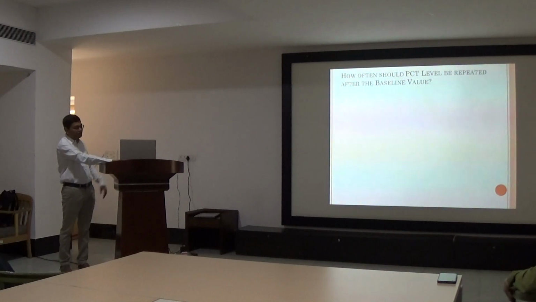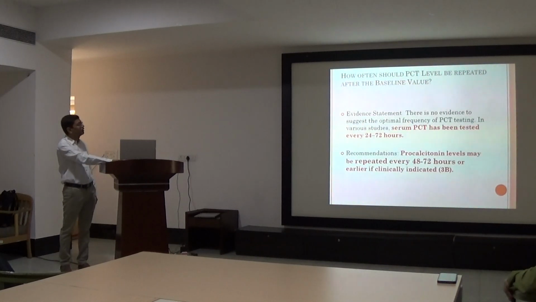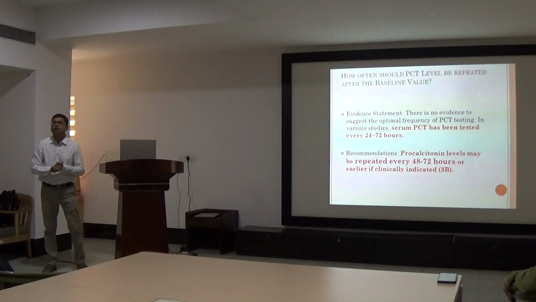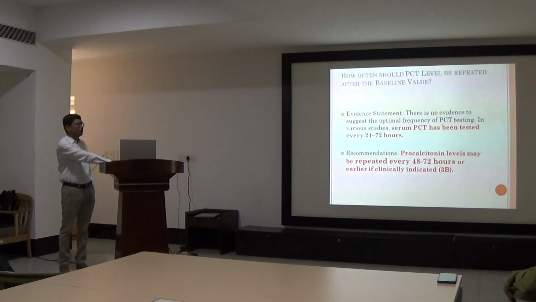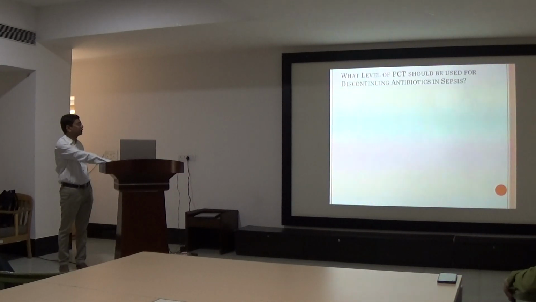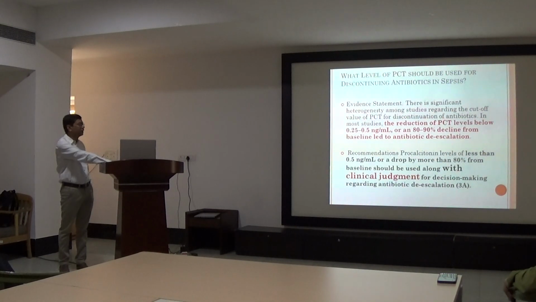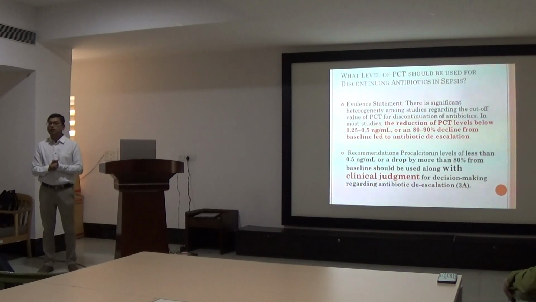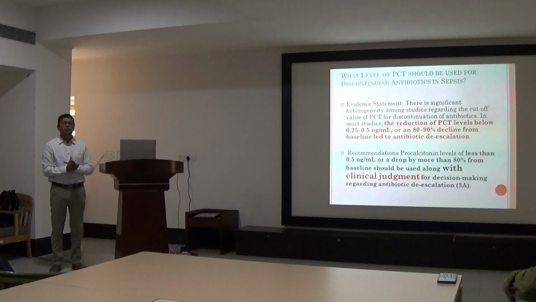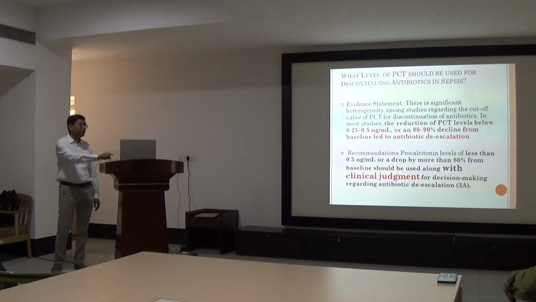When should PCT be repeated? In a serious patient, we should repeat procalcitonin at 24 to 48 hours. The guideline says 48 to 72 hours. So what level of PCT should be used for discontinuation? The cutoff value is 0.25 to 0.5 nanogram per ml, or very simply an 80% reduction from baseline, when you can think of discontinuation or de-escalation of antibiotic therapy.